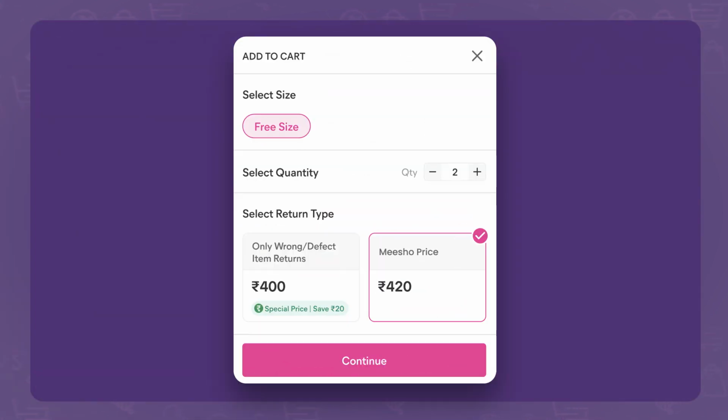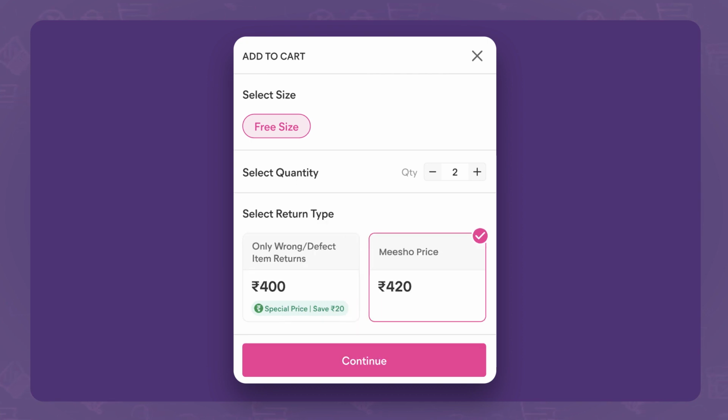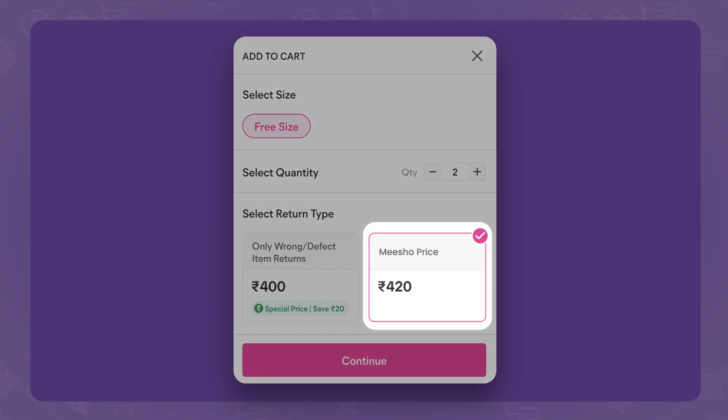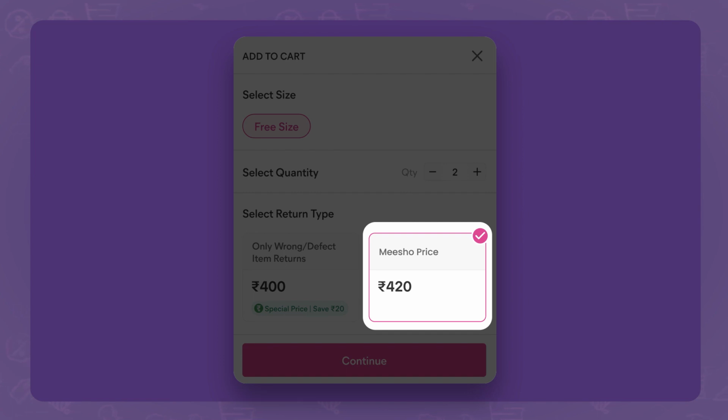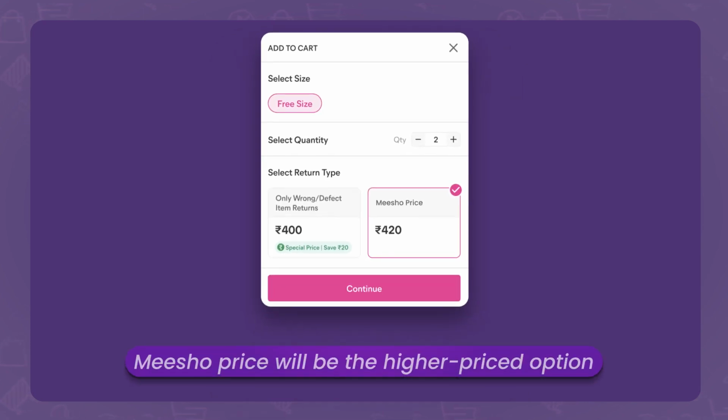With Meesho 2 Pricing, you can now set two prices for your products on Meesho. In addition to the current Meesho price, you can now sell on an only wrong or defect item returns price option. Meesho price will include the higher price inclusive of the customer returns buffer or the normal price, which means that customers can return the product in all cases, no question asked.